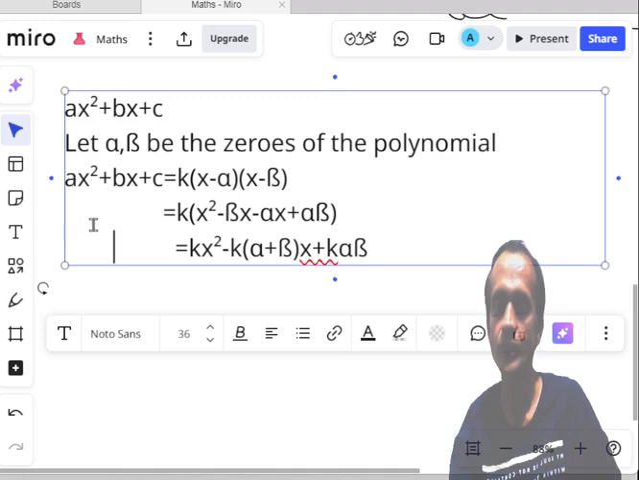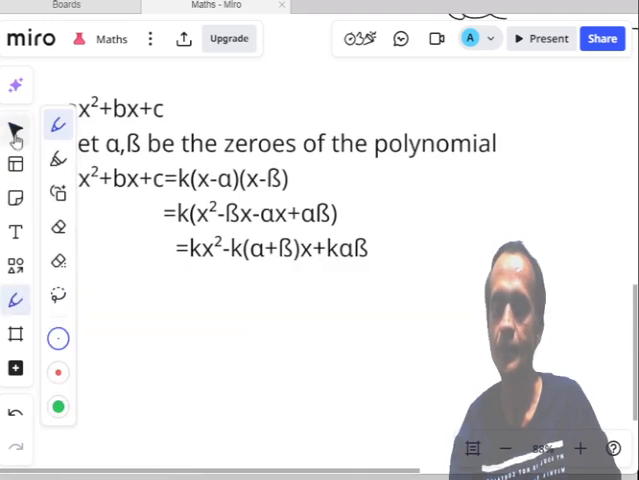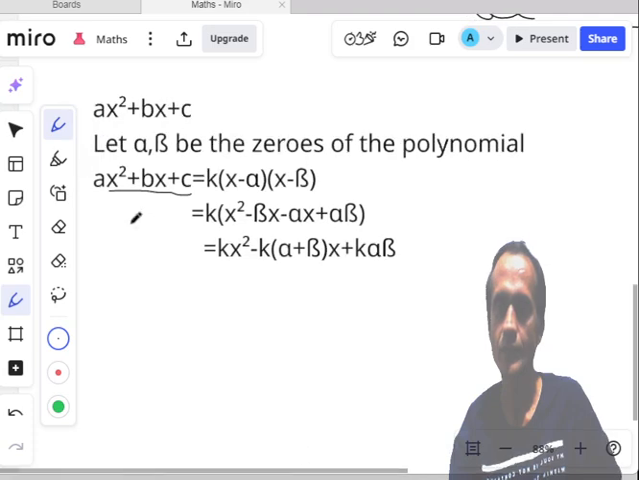So now if we compare this equation with this one, what can we deduce?